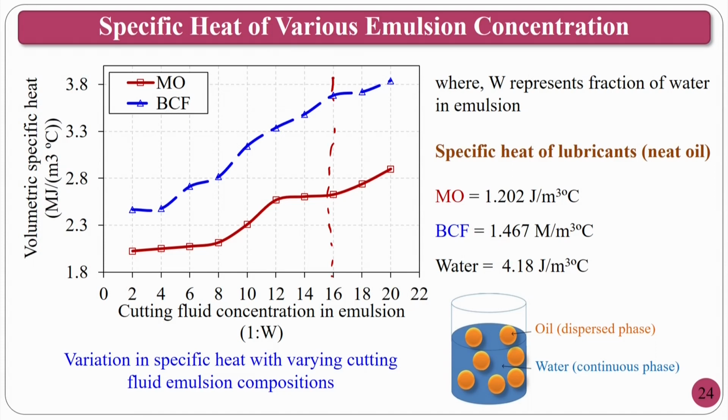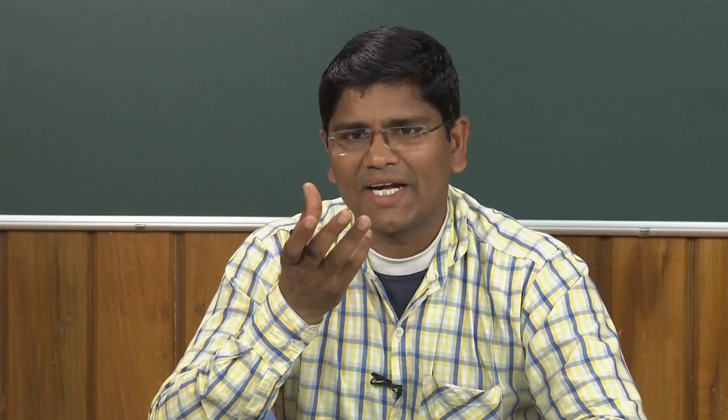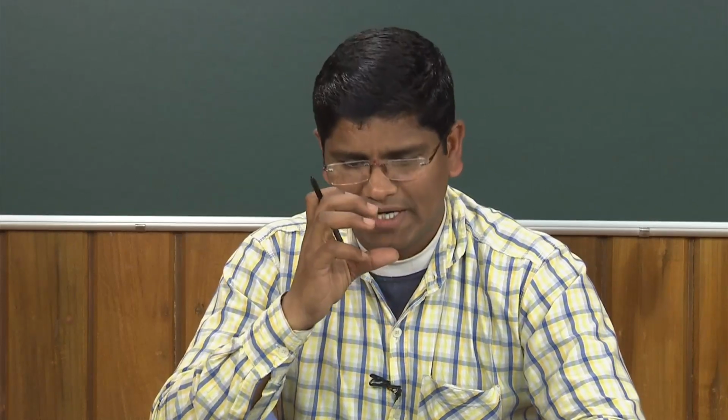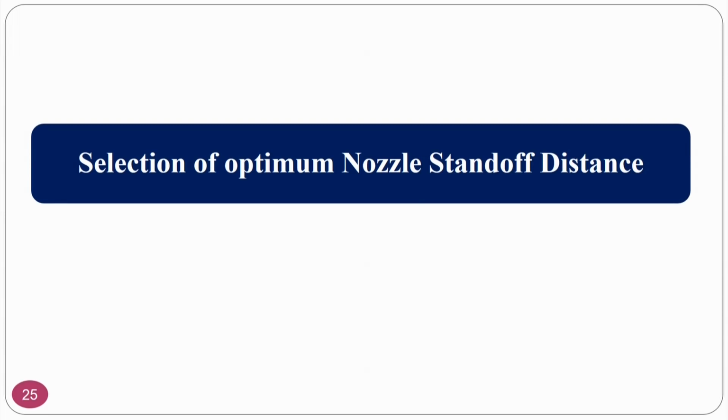So if you take 1:16, what will happen? You have good thermal conductivity, and at the same time the specific heat absorption is also very good. But if you go slightly below, you may have better lubricating properties, if and only if it behaves as a good lubricant. That particular part we will see in the upcoming slides. We have selected the optimum composition, where thermal conductivity is better and specific heat is better.